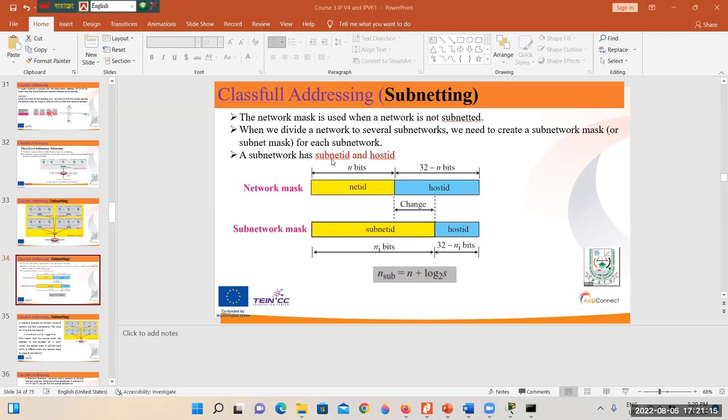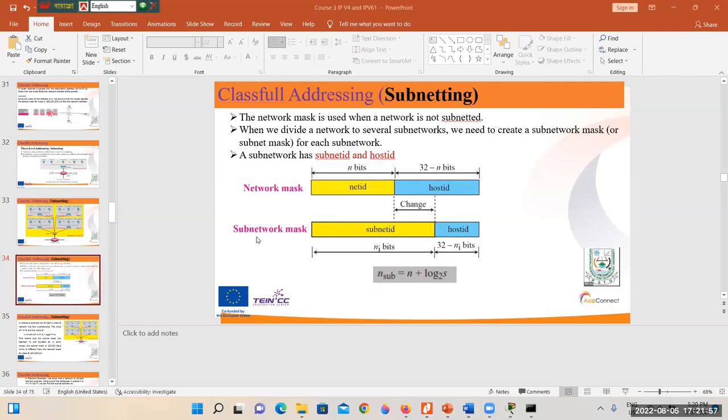Actually, a subnet network has subnet ID and host ID. Previously we already know that class A, class B, class C have n bits of net ID, and the net mask is 255.0.0.0 for class A, and so on for class B and class C. That is called the default network mask or subnet mask. But if we want to divide the network into subnetworks, we need to use an equation to get the new subnetwork mask.